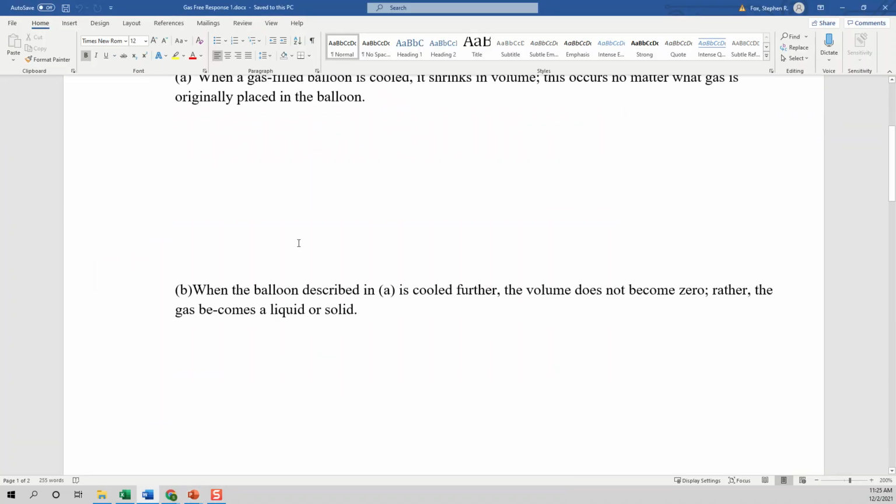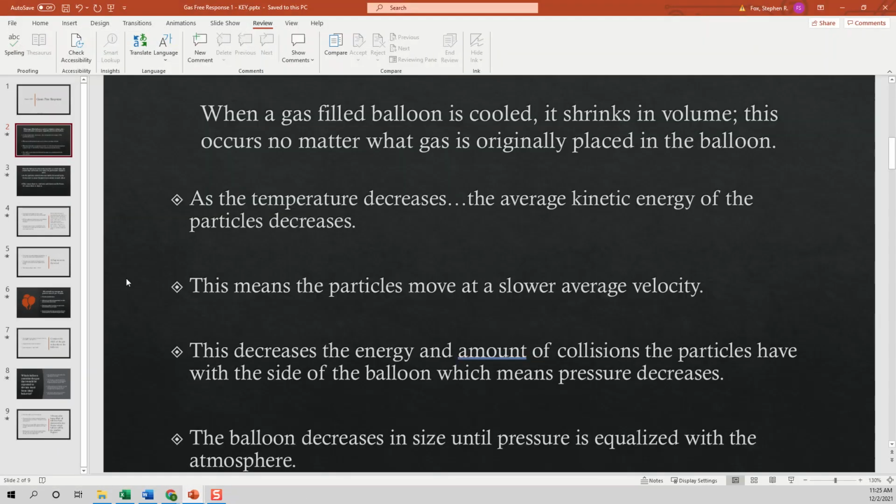All right, when the balloon described in part A is cooled further, the volume does not become zero. Rather, the gas becomes liquid or solid. So now this is when intermolecular forces are turning on, and the substance is either condensing and freezing, or just depositing, right? Oops. So let's go back.